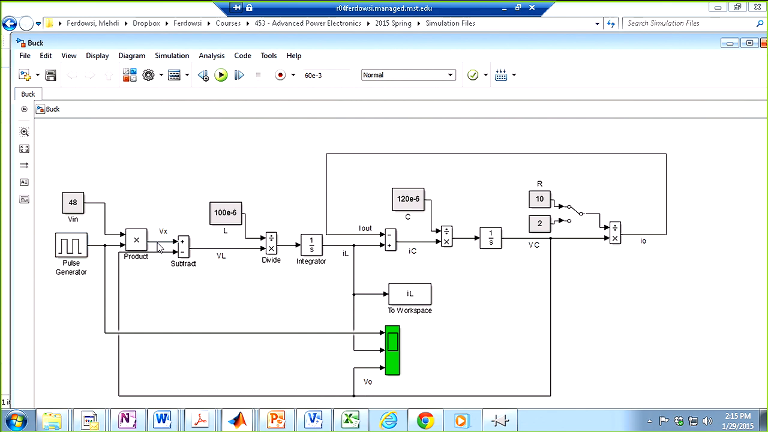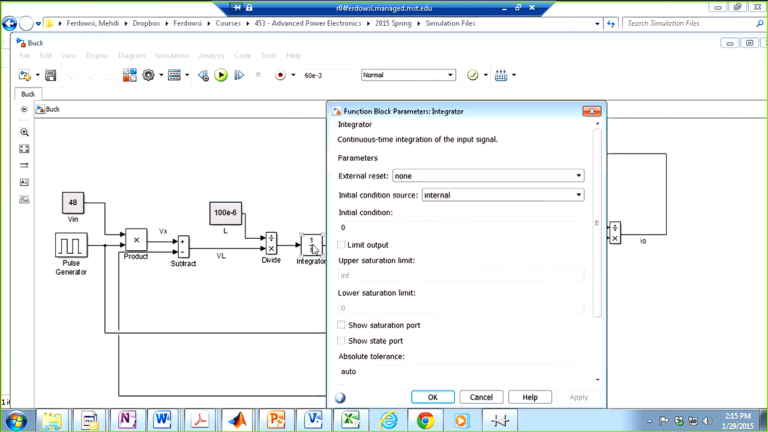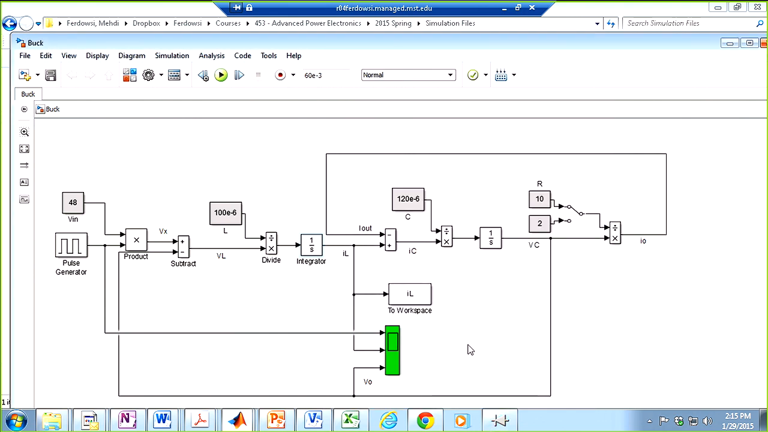So you create your Vx over here. You subtract it from the output voltage. You get the voltage of the inductor, division by the value of the inductor, which is here, for instance, 100 micro. Then you do the integration. And this integration block has some initial conditions in case you want to start from a non-zero initial condition, for instance, to save some time. You know that ultimately this is going to land around, I don't know, 10 amperes. So if you put 10, you may actually save some time in terms of simulation. But the simulation is fast anyway. It doesn't really make a big difference.